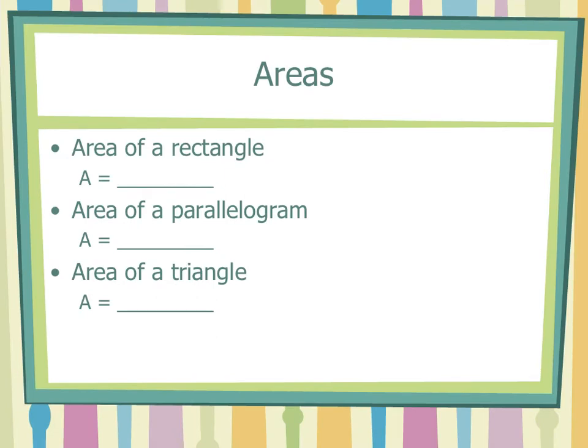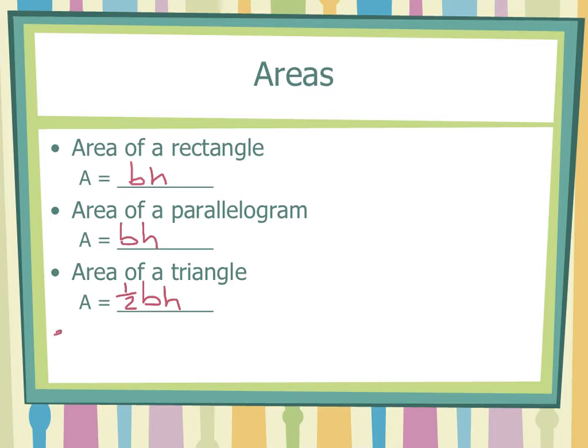So first we have the area of a rectangle, which we know is base times height. So we're going to write that B times H. The area of the parallelogram is the same thing as the area of a rectangle. So again, we write that as B times H. And then we have the area of a triangle, which we know is 1/2 base times height. So 1/2 B times H.